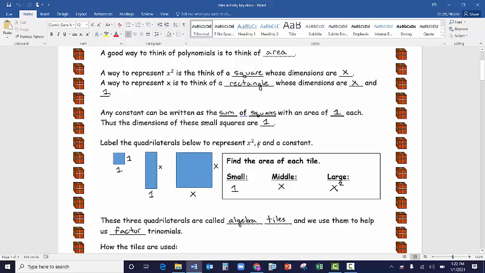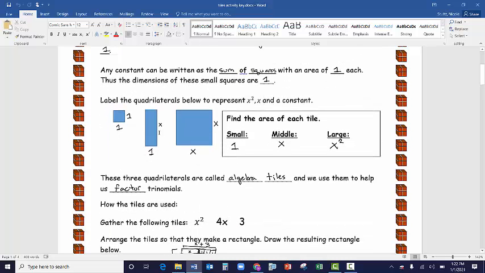All right, so we're just going to tie that together and label it, because this is what you're going to be working with. If we think of x squared, I want you to think of a square whose dimensions are x by x, of course. So if you want to get the area of this large square, you're simply going to do x times x, which is x squared.